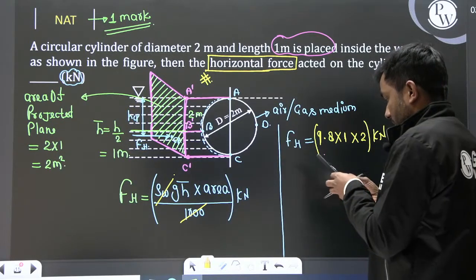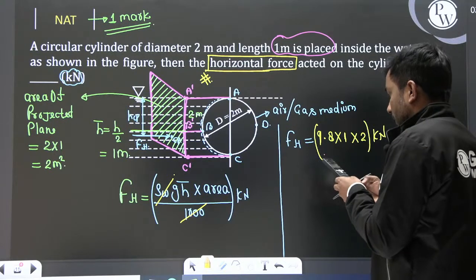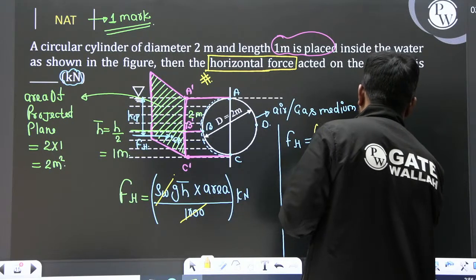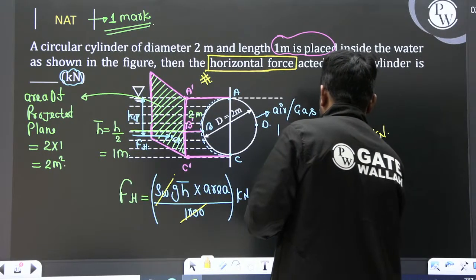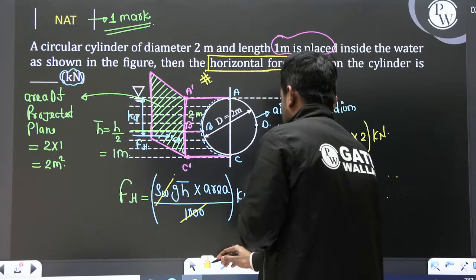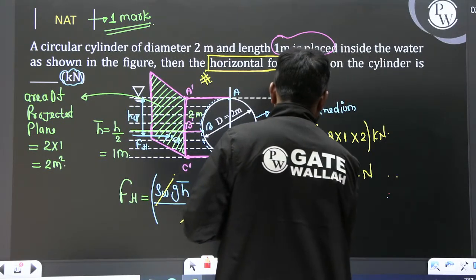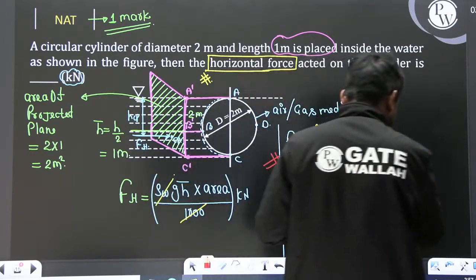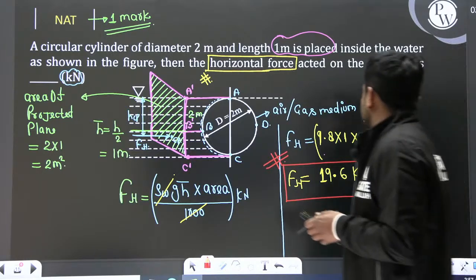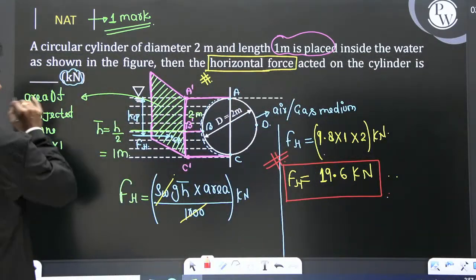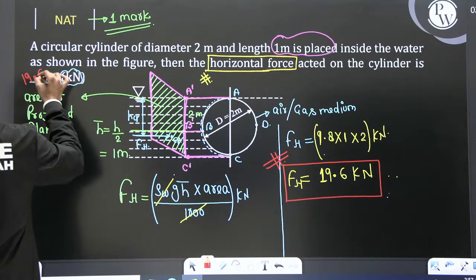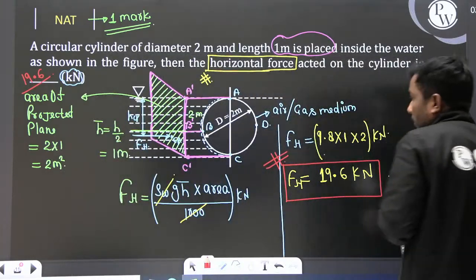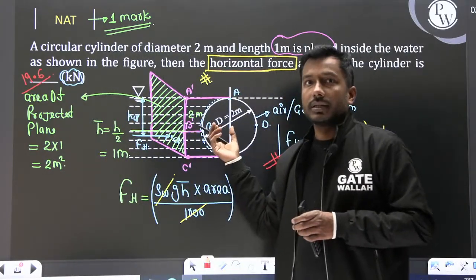So what about the force? 9.8 multiplied by 2, so the force will be 19.6 kilonewton. Clear? This is the horizontal force which is acting on this cylinder, 19.6 kilonewton.